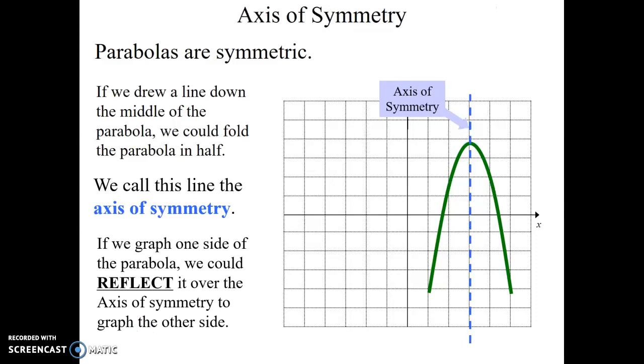If you graph one side of the parabola, you can reflect it over the axis of symmetry to graph the other side. So this will become important when you are building the graph. Once you get one point on one side, then it will have a symmetrical point on the other side just by reflecting it over the axis of symmetry.